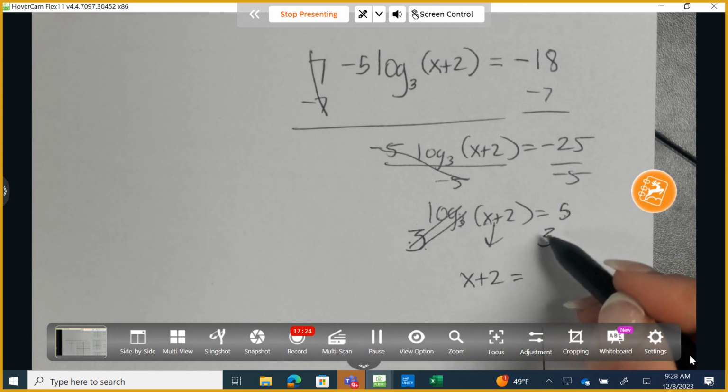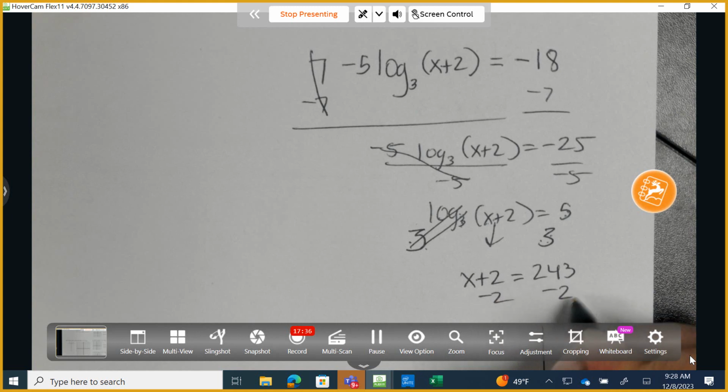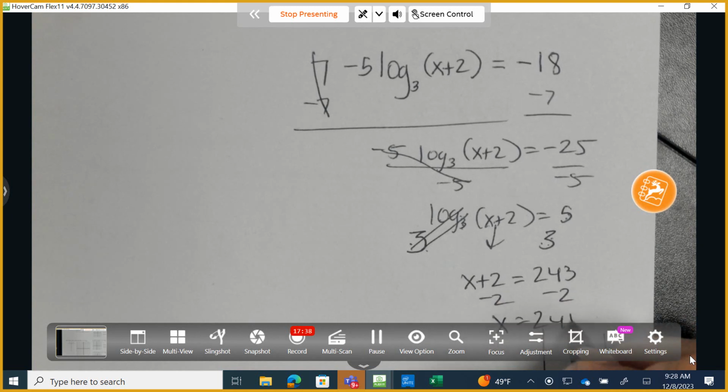Now 3 to the 5th, this is not 3 times 5, it's 3 times 3 times 3 times 3 times 3. Can you please check for me? I believe that is 243, but can somebody check and confirm? Is 3 to the 5th 243? So 243, subtracting 2, x is equal to 241.